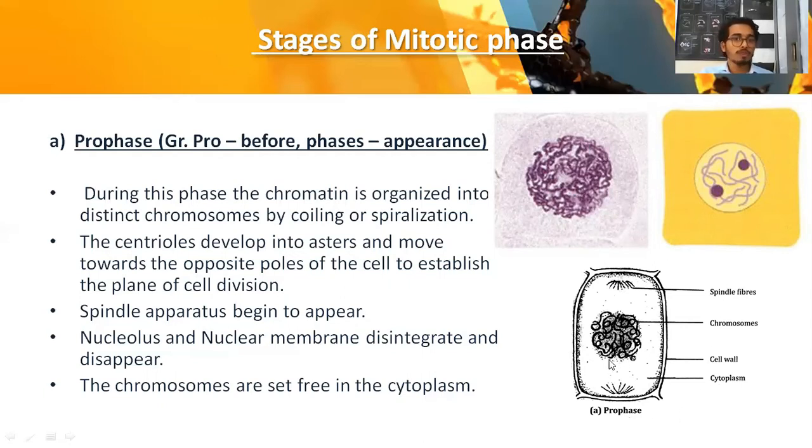So in this late prophase stage, you will not find any nucleolus or nuclear membrane. Once this stage is completed, it enters the next stage called metaphase. Before it enters metaphase, the spindle fibers try to reach towards the center and end up connecting the two poles. They are also connected with the chromosomes.